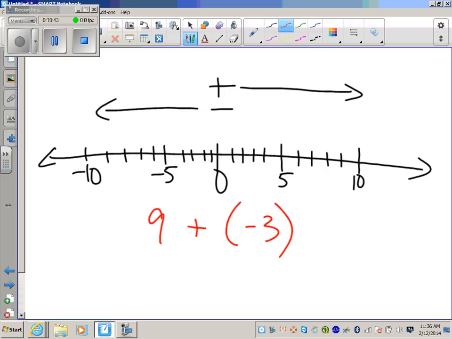First problem. 9 added to a -3. Can someone tell me between a +9 and a -3, which one has a greater absolute value? Which one is further away from 0? The positive. So we should have what kind of an answer? A positive. Very good. What does 9 plus a negative 3 really mean? Really means 9 minus 3.